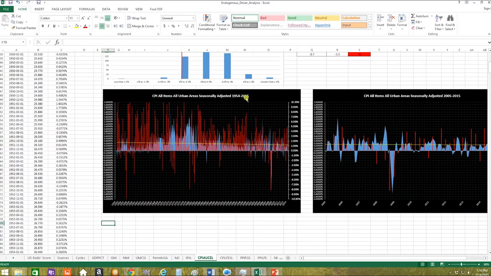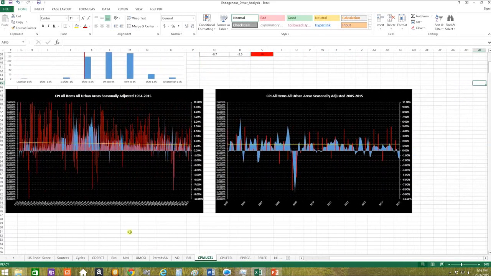So we have the CPI all items, seasonally adjusted 1954 to 2015 relative to GDP. So we're comparing this to GDP, and we have our average trend line here and our line of best fit. So you can see just by looking pictorially here that the positives are generally associated with positive GDP, and the negative data points are generally associated with negative GDP prints.